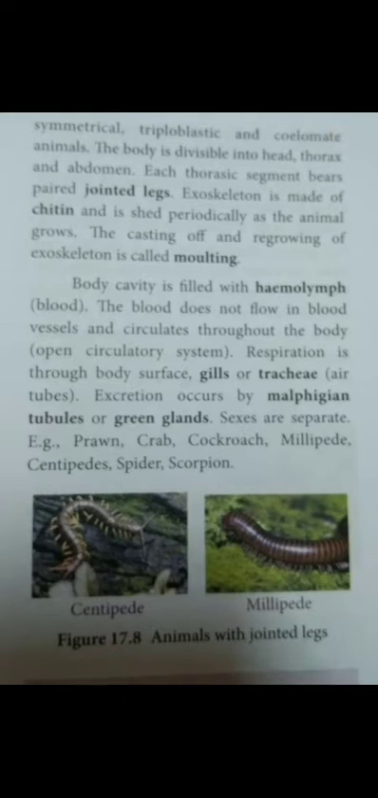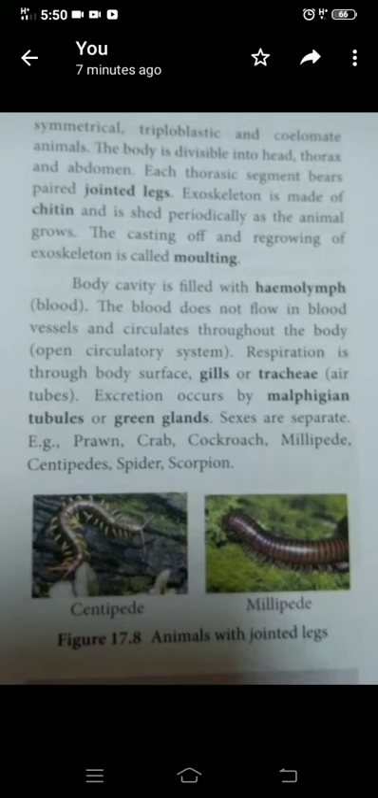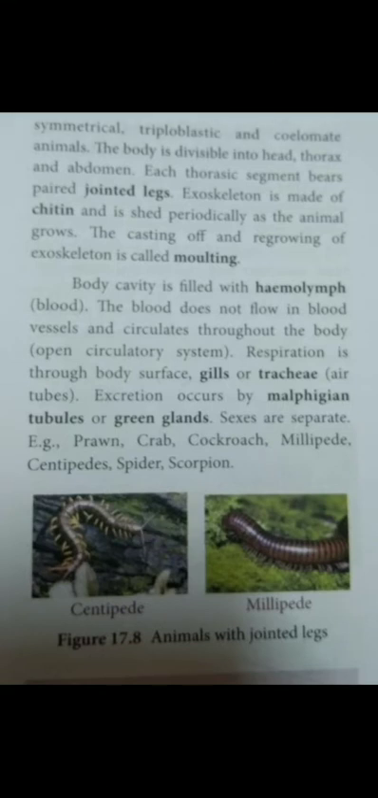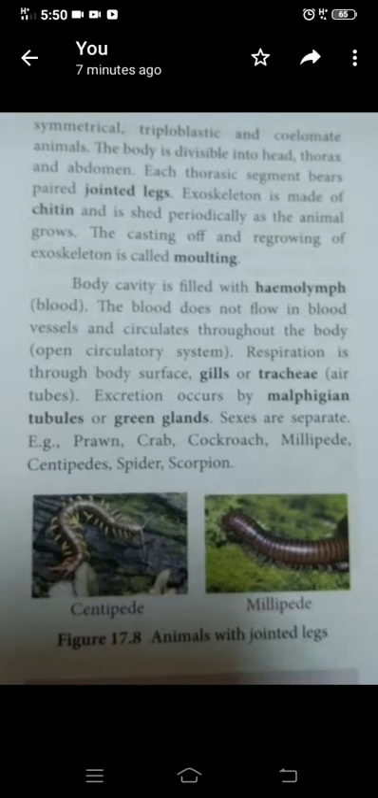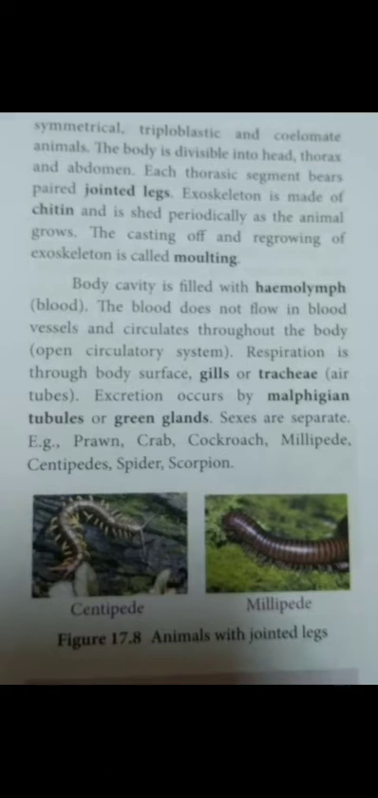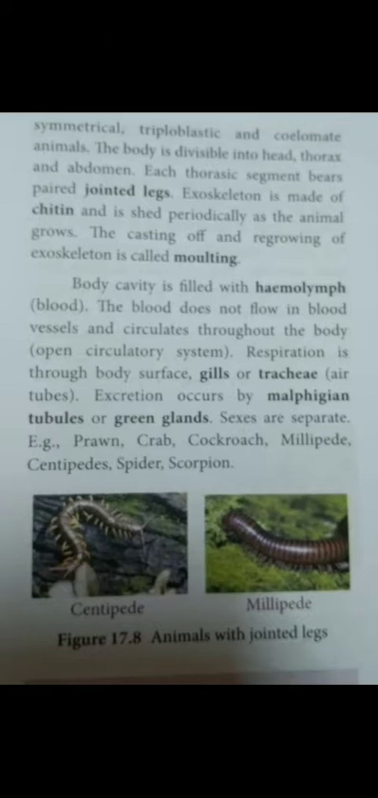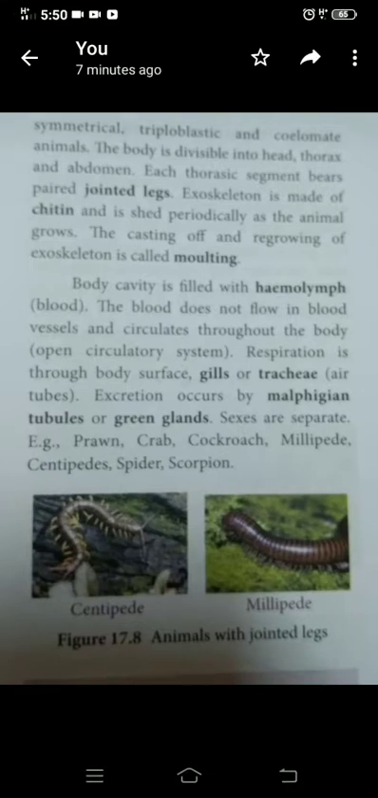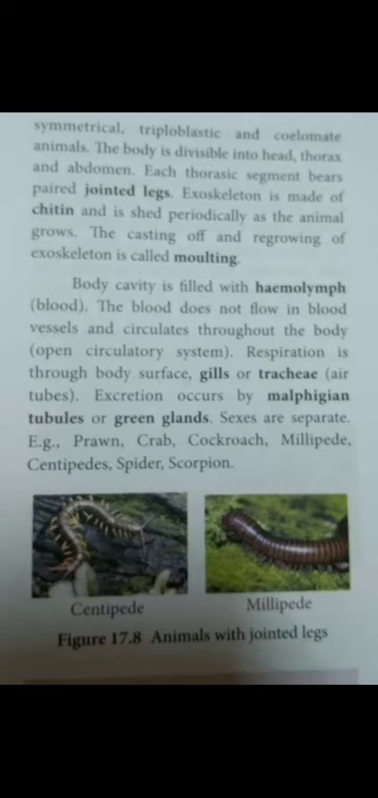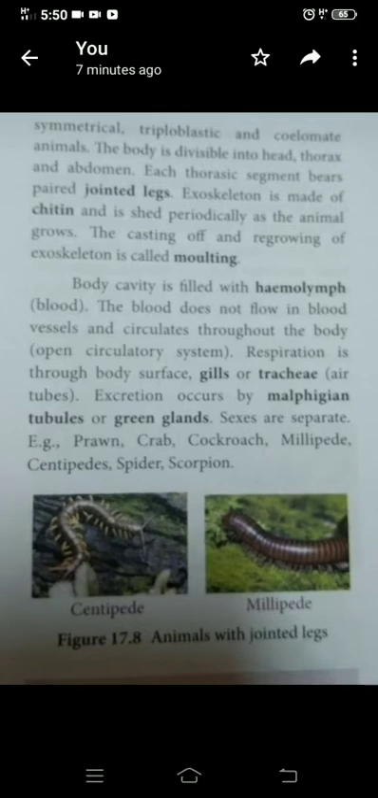It is a coelomate animal. Coelomate means the body cavity is there. The body is divisible into head, thorax, and abdomen. You see that it is a head, a thorax, an abdomen. Likewise, three parts are arranged. The thoracic segment bears jointed legs. You see the legs are in a jointed manner. Each thoracic segment bears jointed legs.